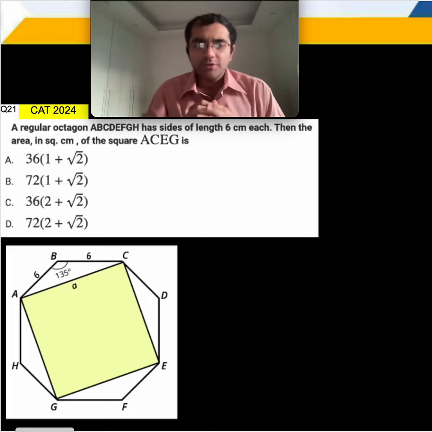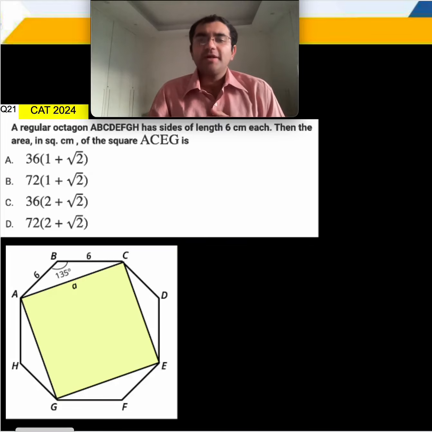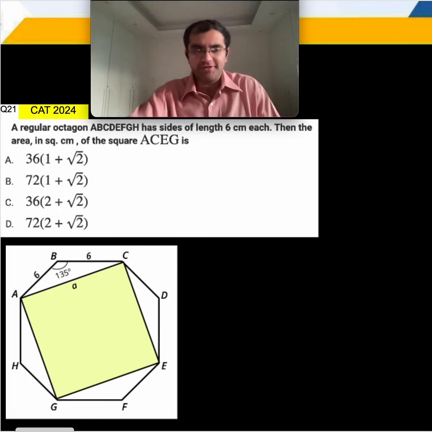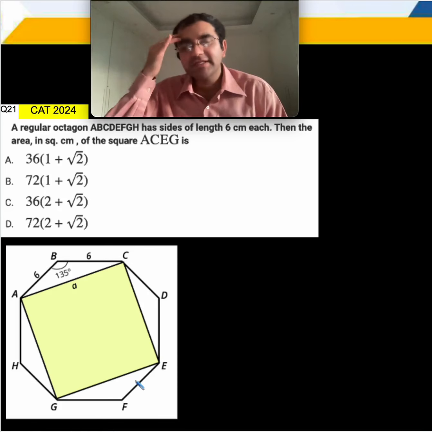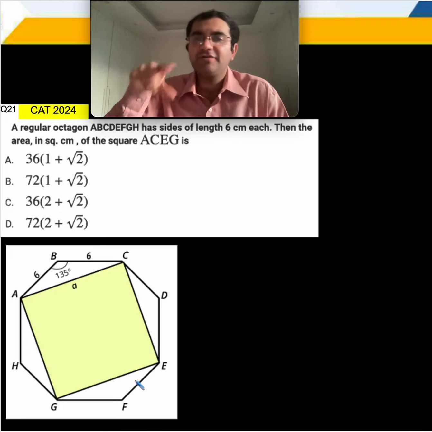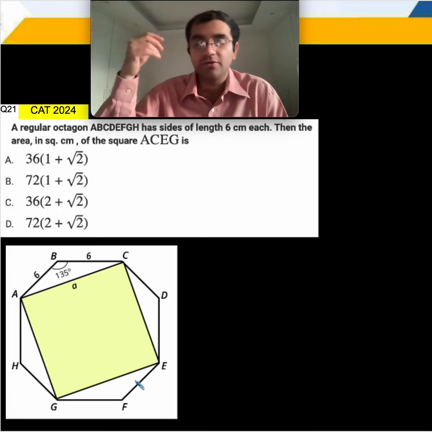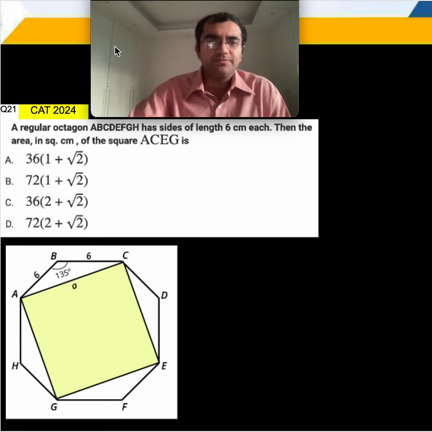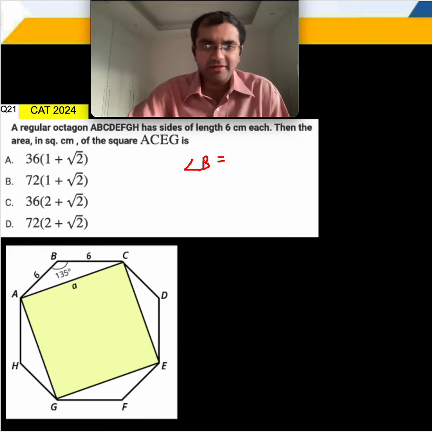Now this was a tough, difficult question where you had an octagon, side was 6, and the area of the square ACEG had to be calculated. So at first glance I thought maybe ACEG will be half of the octagon, so I would have to find the area of the octagon, but it's not half. So I made this structure, and angle B which is 135 degrees, what will be its calculation?